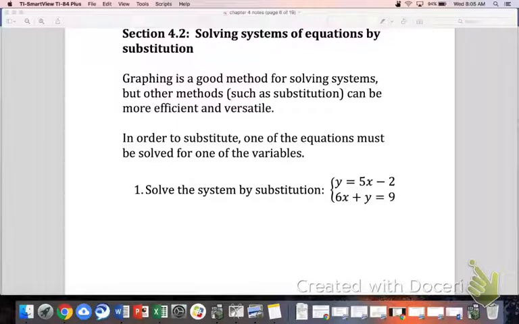I want to give you some ideas about what substitution is. Listen carefully, please. Substitution is based on the idea of equality. Let me give you an example of this.